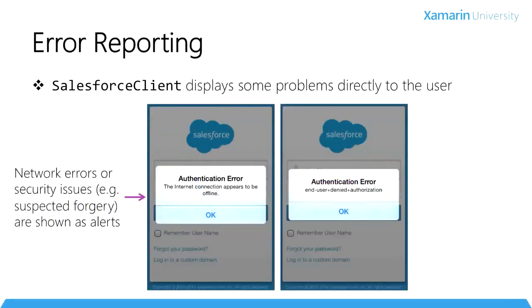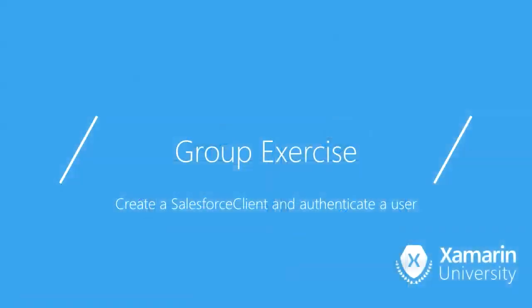Something to be aware of is that not all exceptions are manageable through the Salesforce client instance. Some authentication problems are displayed directly to the user via an alert. These are errors raised via JavaScript alerts on the web view being displayed to the user. As a result of this, they are not reported to your client code. With this information now covered, we are ready to create our Salesforce client and authenticate a user. And I would like you to follow me now to our Start Here HTML file so we can have a look at what we're going to cover in our first exercise.